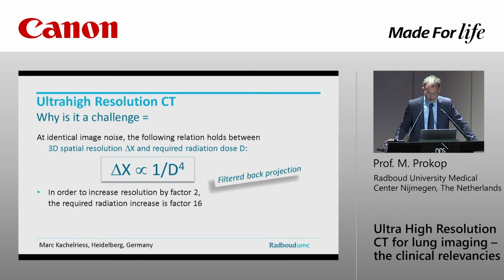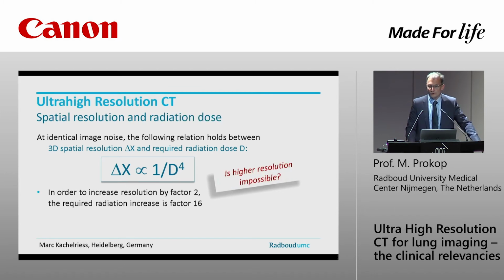Now, this Canon solution has, like all of these high-resolution solutions, one little problem, and that's dose. With filtered back projection, we have a big problem, and that means that if you would like to increase our resolution in 3 dimensions by a factor of 2, then it means that we would need 2 to the power of 4 more radiation dose in order to get the same signal-to-noise ratio, which means that we would have to, in theory, increase our radiation dose by a factor of 16. We've discussed a lot about that this morning. It's probably not acceptable if our patients get this amount of extra radiation dose. So we have to do something in order to overcome that.